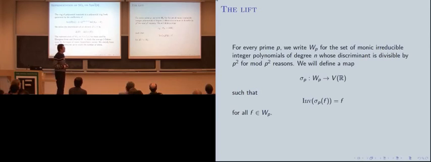So what are we trying to do in this lift? Let's define W_p to be the set of problem polynomials, the polynomials whose discriminant is a multiple of p squared for some mod p squared reason. We want to define a lift from W_p back to n by n symmetric matrices. Lift meaning that if you take the invariant back, you recover the polynomial f.